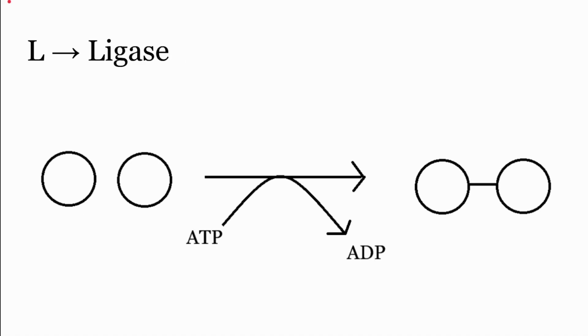Third, we have ligase. Ligases join 2 molecules together, typically using ATP. This drawing I have here doesn't really depict a specific reaction, just the fact that ATP conjoins the 2 circles together and leaves a byproduct of ADP. A good example is DNA ligase, which seals DNA fragments during replication and repair. Think ligate, like tying 2 things together.